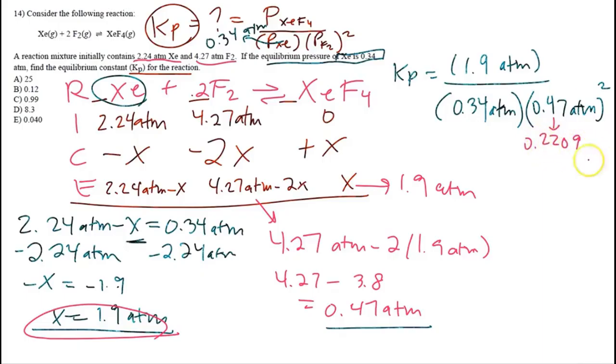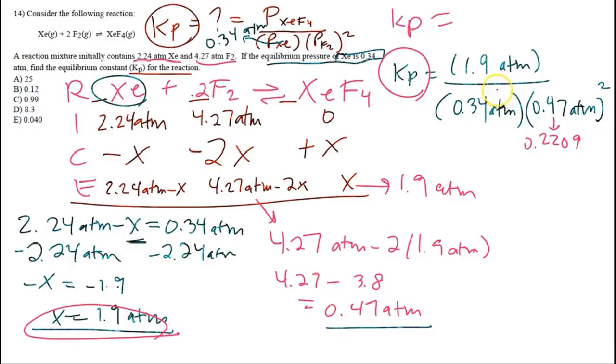0.2209, and this is now going to be atmosphere squared. But of course, because of the equilibrium constant pressure, we do not care about units here. So let's go ahead and do the math. I'm going to write my answer up here. I'll do 0.2209 times 0.34. Keep that in my calculator.